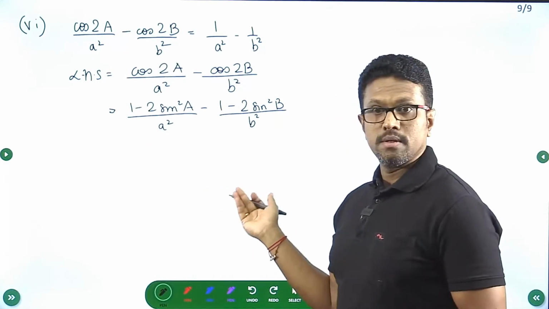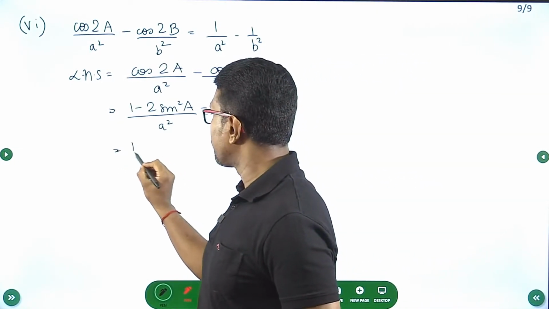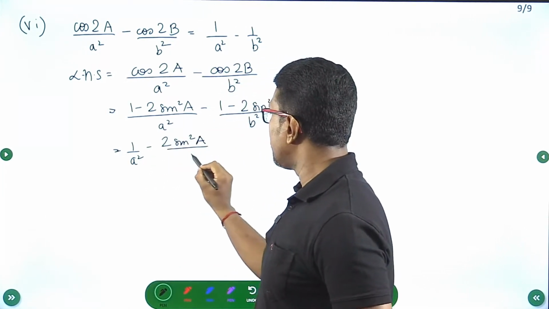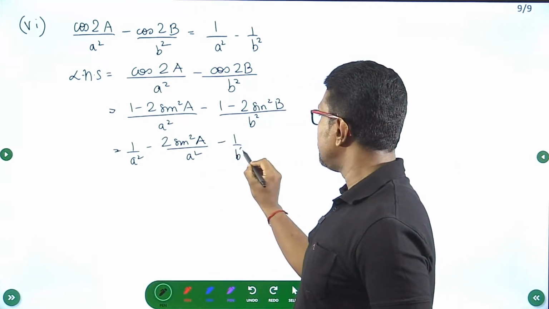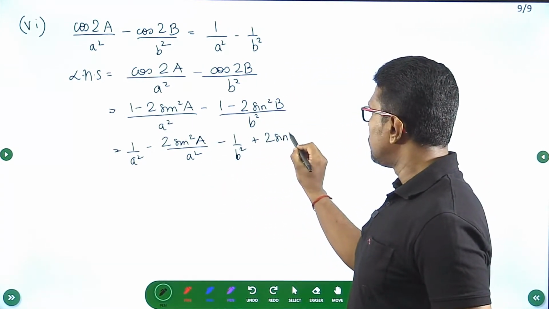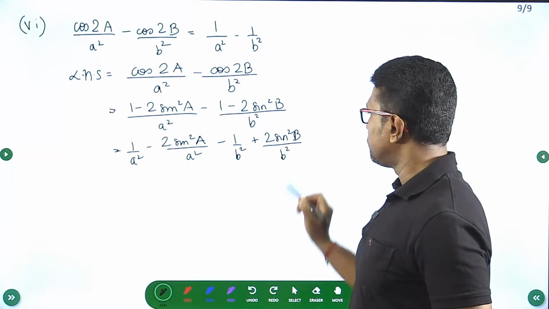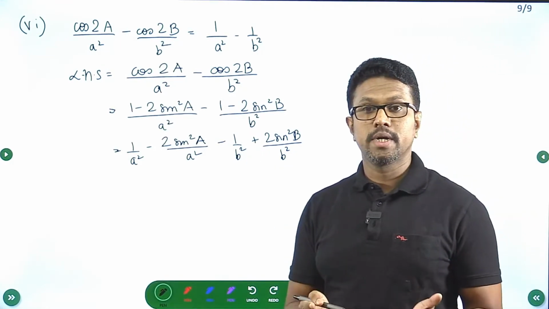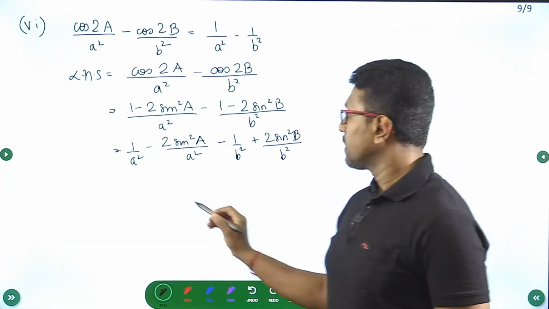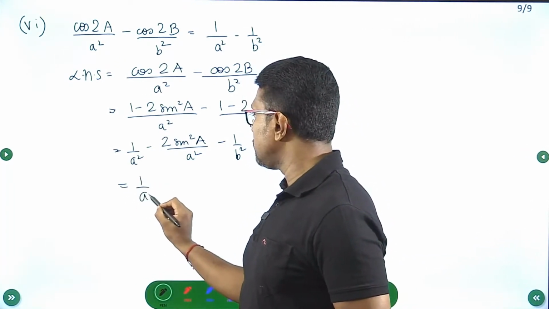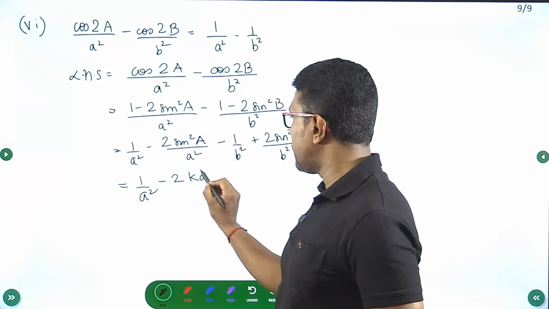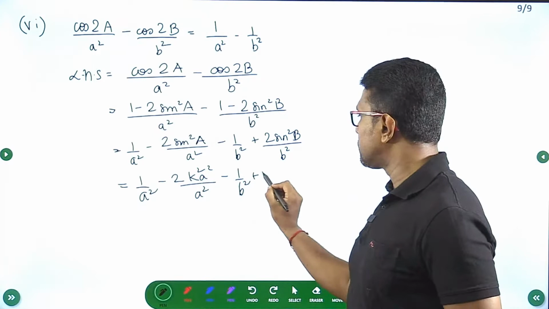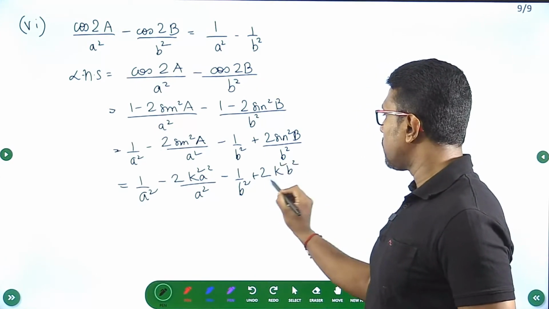Okay, separate out करते हैं. So I will get 1 by a square minus 2 sin square a upon a square minus 1 by b square, minus into minus plus 2 sin square b upon b square. Okay, so sin square a, sin a के लिए आप इसका वैल्यू डाल सकते हो, correct. sin a is ka. So this will be 1 upon a square minus 2 ka, but इसका स्क्वायर होगा, minus 1 by b square plus 2 kb, इसका भी स्क्वायर होगा.